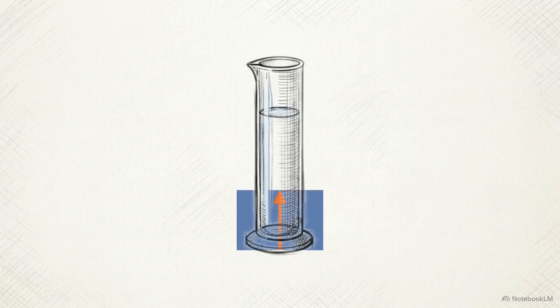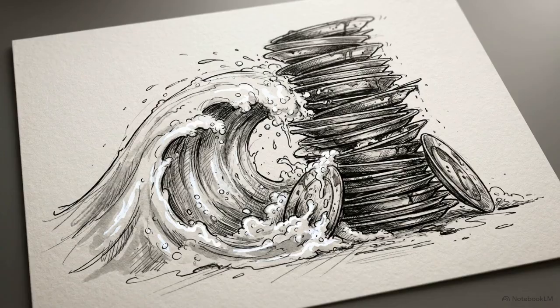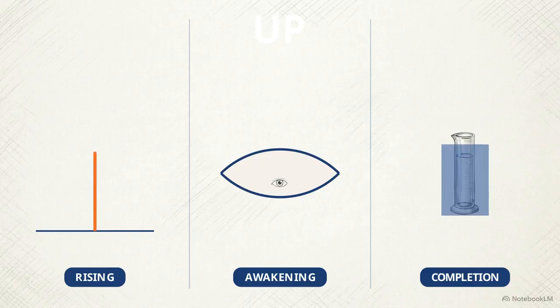Think of a container filling with water. As the level moves up, it eventually hits the rim, the absolute top limit of its capacity. So applying this completion vector to cleaning means a total top-to-bottom cleansing of every surface until the job is finished. You wash up. Visualizing this upward vector instantly decodes any phrase dealing with rising, awakening, or pushing a physical state to its absolute limit.